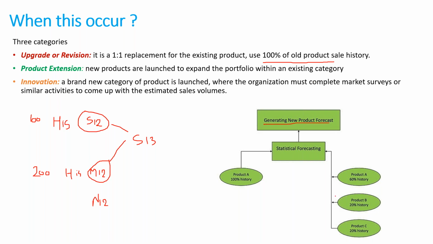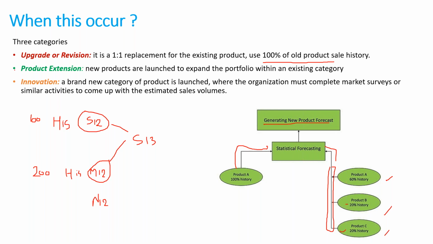Generating new product forecast. There are three products. It is taking 60% from product A, 20% from product B, and 20% history from product C. It is calculating based on these three old products, referencing all three, and then finally calculating the forecast for this new product. Or you can very well take product A's forecast 100% from here.